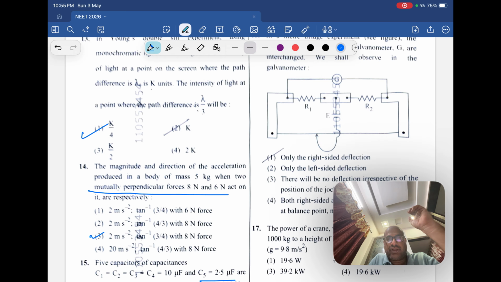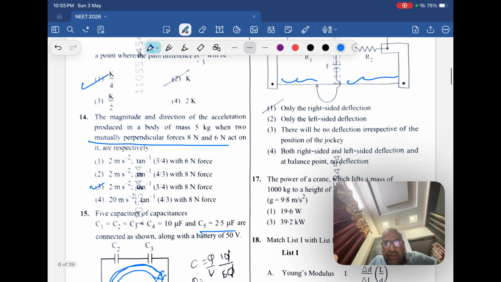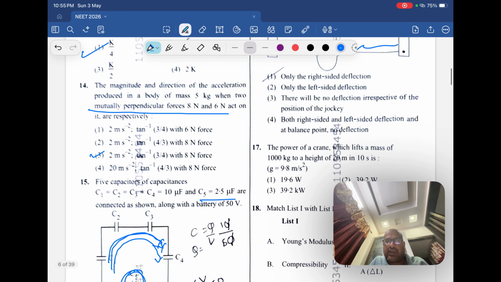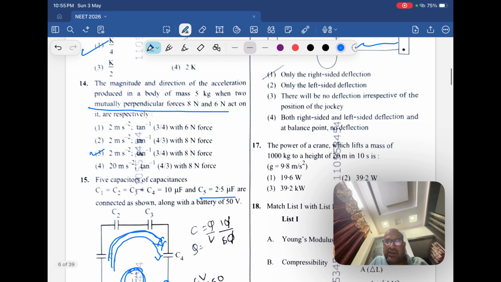Okay, so the only thing, the deflections, if you see, positive and negative deflections will happen based on this length. So there is no deflection at the position of the jockey. That is true. Deflection means both right and left sided deflection, and at a balance point no deflection. At a balance point no deflection, and both right and left deflections you can find out. So you can mark 4 here.